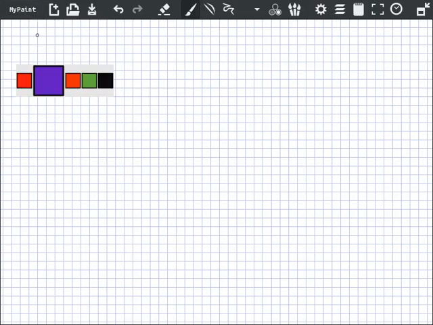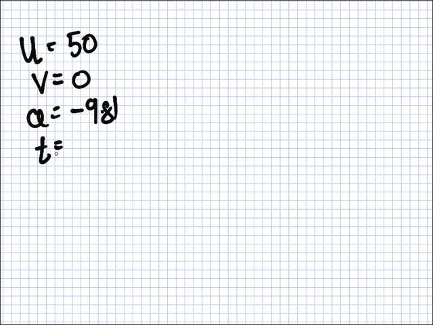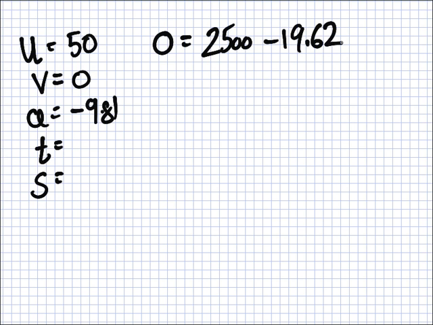So, for the first part, what's the u? 50. The v? 0. The a? Minus 9.81. The t, don't know, and the s, don't know. And the s is what we want. What formula could I use here? v squared equals u squared plus 2as. Isn't that right?